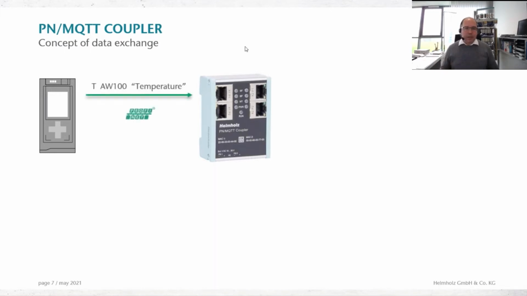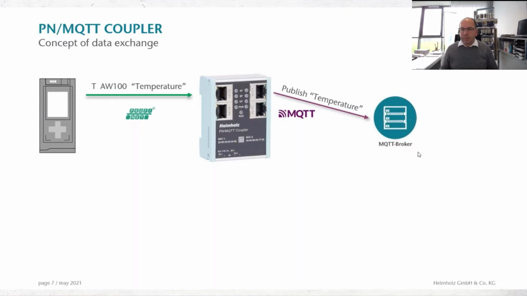So we start in the PLC. We want to send some information to the cloud. So we have an output word, temperature for example, transferred to the temperature output word, and this will be published as an MQTT topic with the name temperature, with the actual value which comes from the PLC. The broker receives it, and the broker will then send it to subscribers.